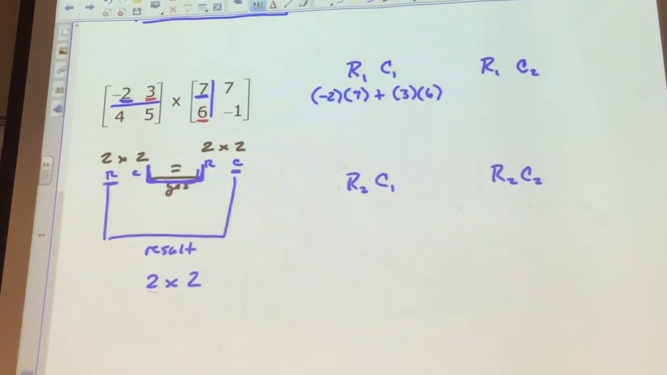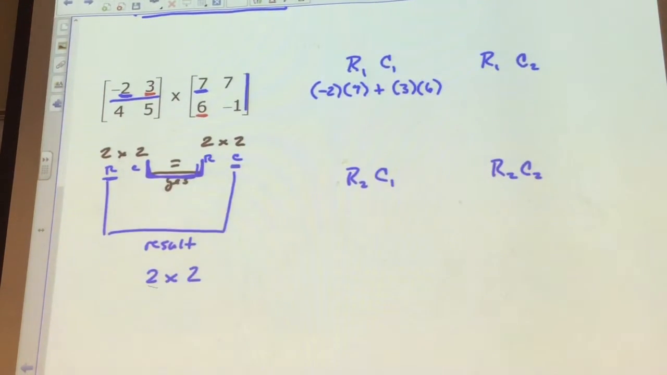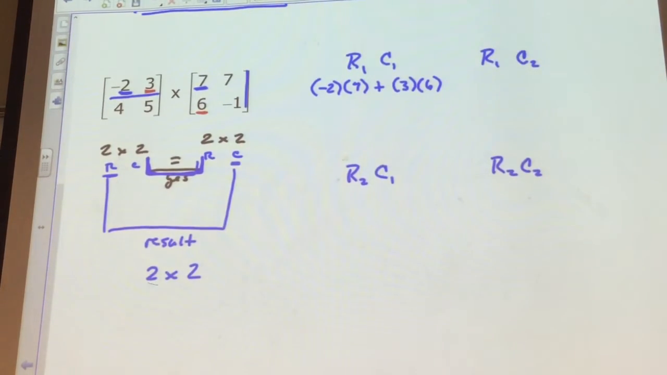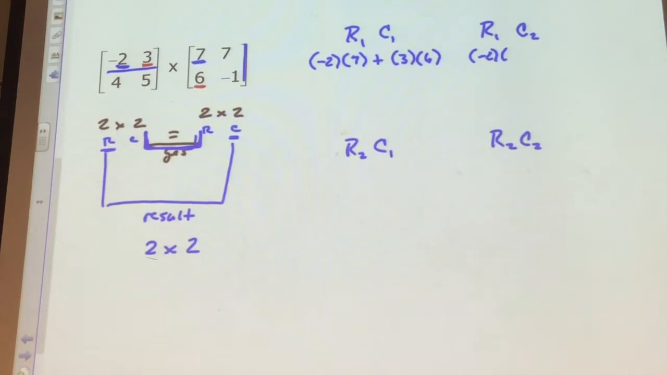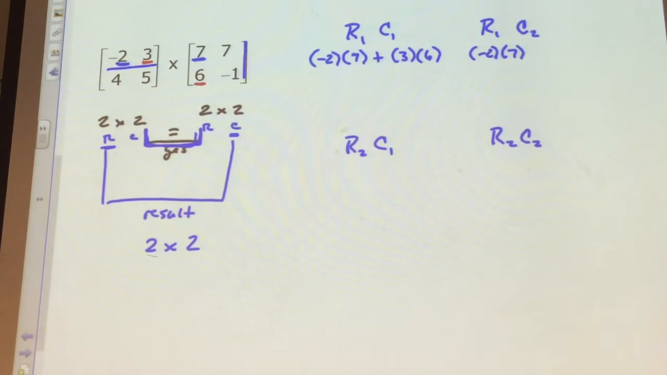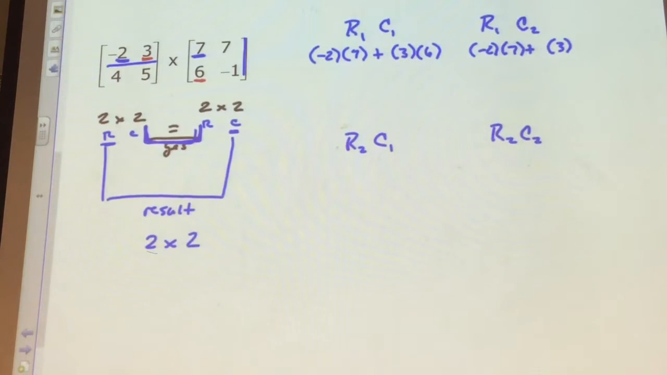Row 1 is also going to be multiplied by column 2. So now we're going to be shifting and looking at the first row and the second column. First element in row 1, -2, multiplied by first element in column 2, which also happens to be a 7, plus second element in row 1, which is 3, multiplied by second element in column 2, excuse me, which is -1. Now I've done all of row 1's multiplication.